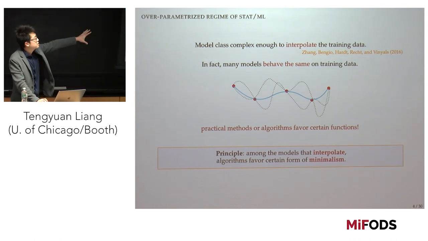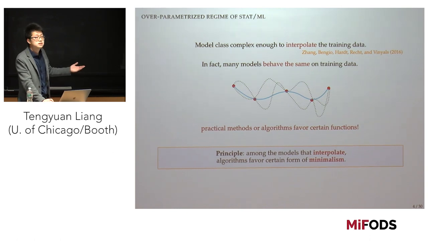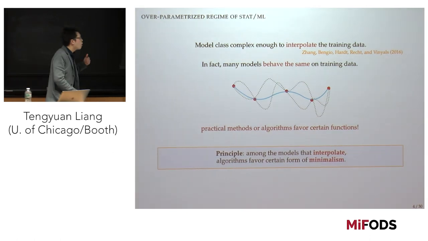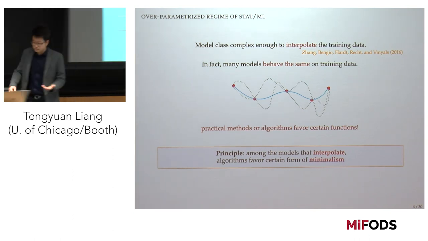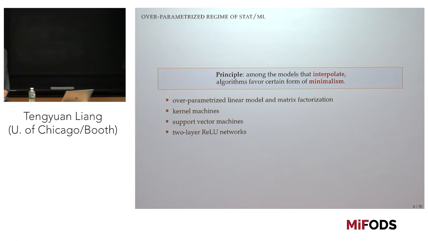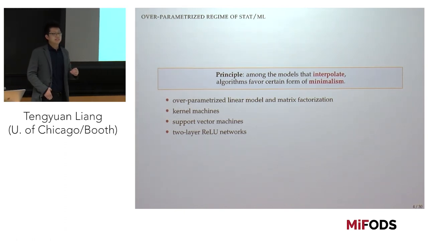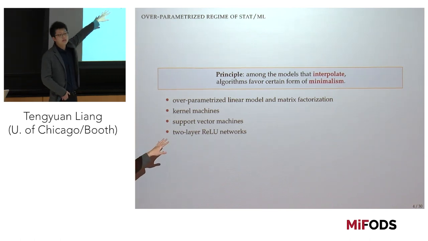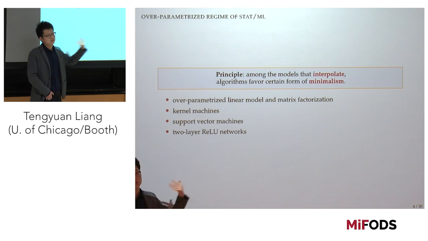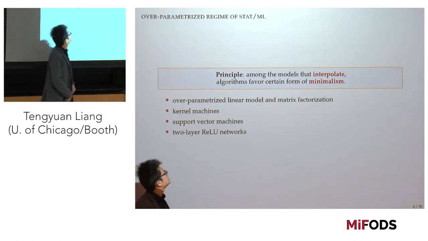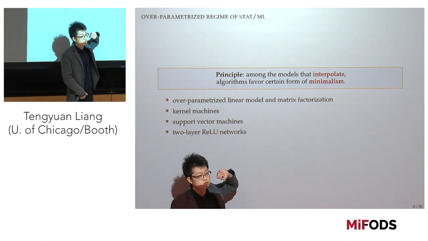So to summarize that intuition, there is a principle. Among the models that interpolate, hopefully that algorithm or method favors a certain form of minimalism. And that principle has been seen in many different situations, right? A minimal example is overparameterized linear regression. If you start from zero and run stochastic gradient descent, you pass the data one by one, you live in the data span, right? So you're finding the minimum norm interpolated solution.